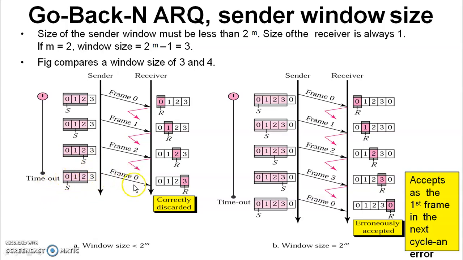So frame 0 is sent, but the receiver was expecting 3 because 0, 1, 2 it had received. So 3 it was expecting and it has correctly discarded. This is how it properly functions if your window size is less than 2 to the power of m.